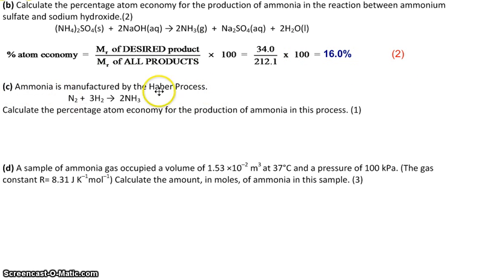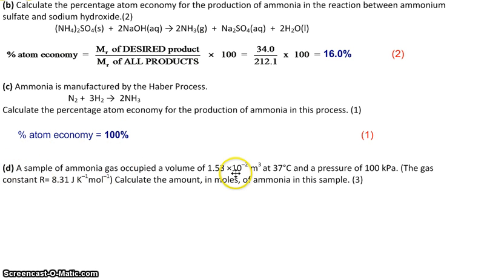Then it gives you this, the Haber process, which is the way that you've seen ammonia manufactured from GCSE. The atom economy of this one's very straightforward to calculate because the only product is ammonia and it is the desired product. So the atom economy is 100%.